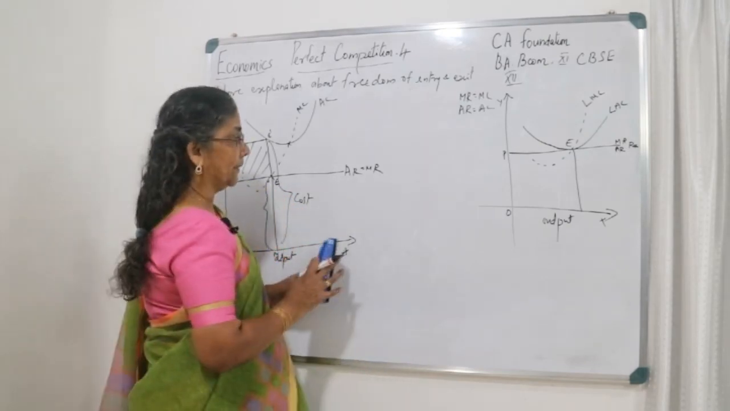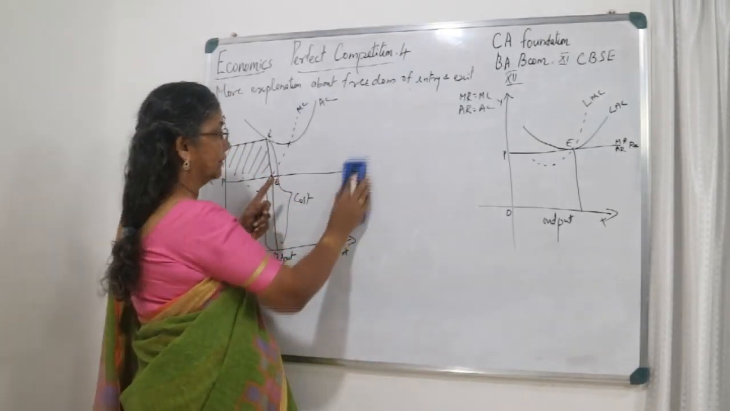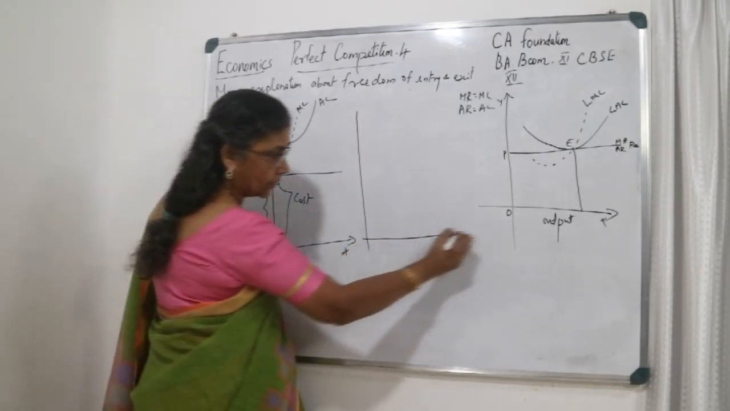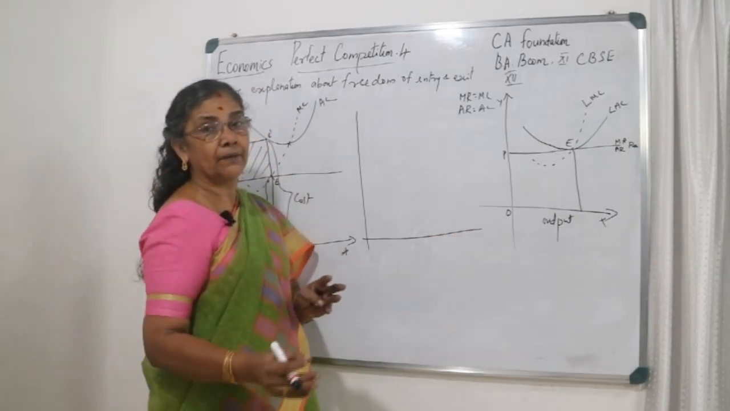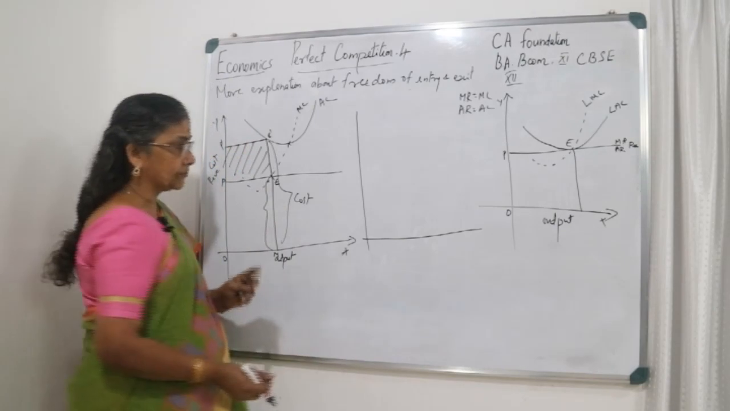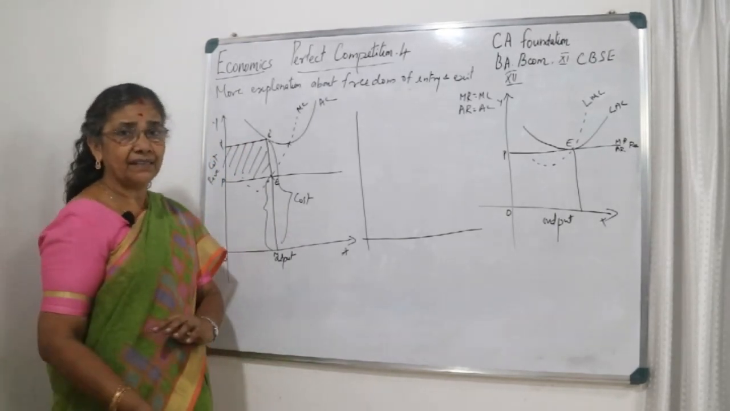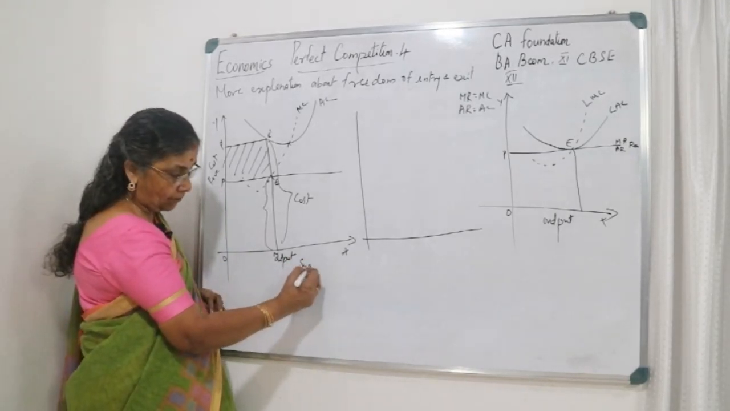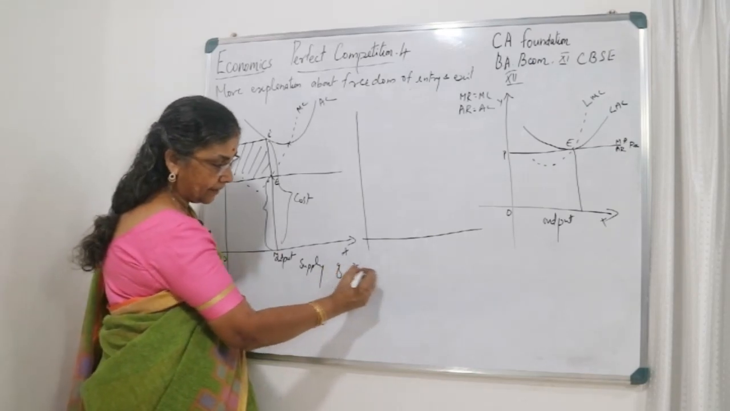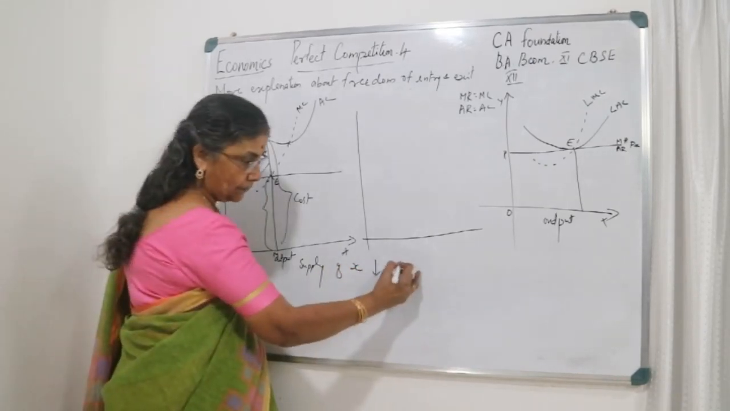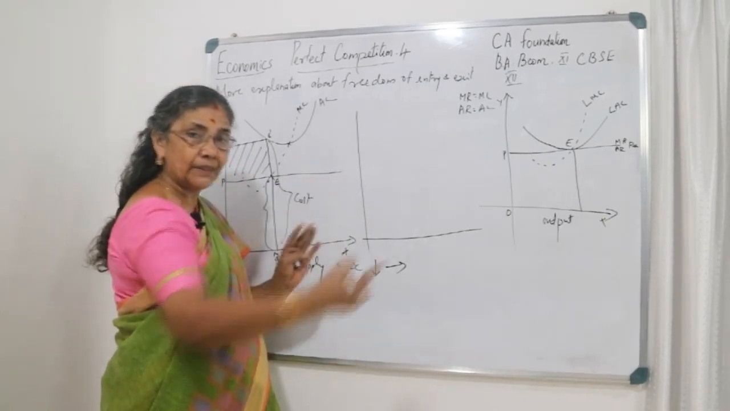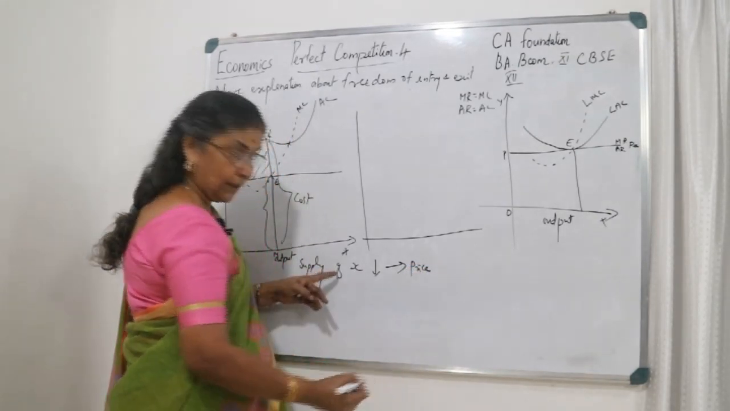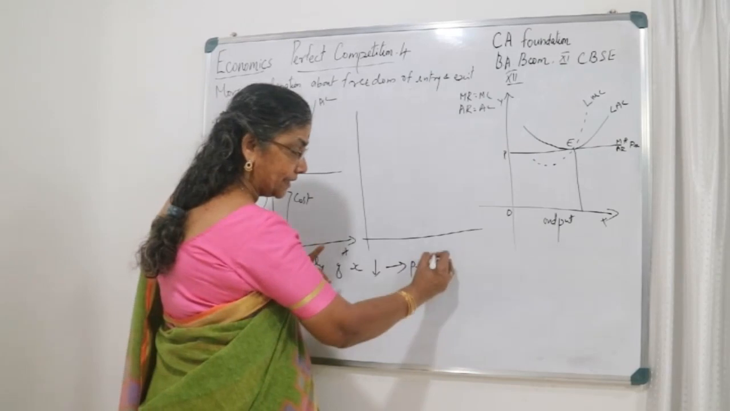So of course here, what happens? We can draw another curve to show what is happening in that industry. Industry means several firms producing the same product. Here some firms are leaving the industry. When some firms are leaving the industry, supply of X will decrease. This is the industry producing commodity X. Supply of X is decreasing means the price of the commodity is increasing.